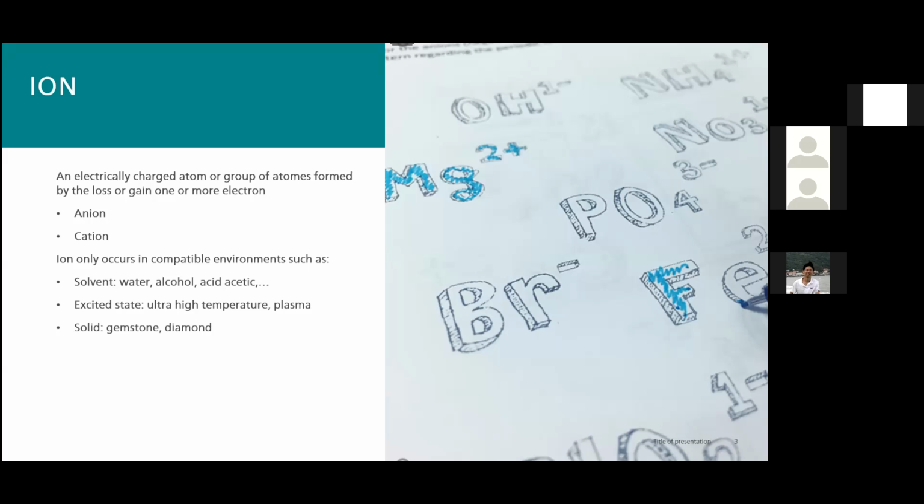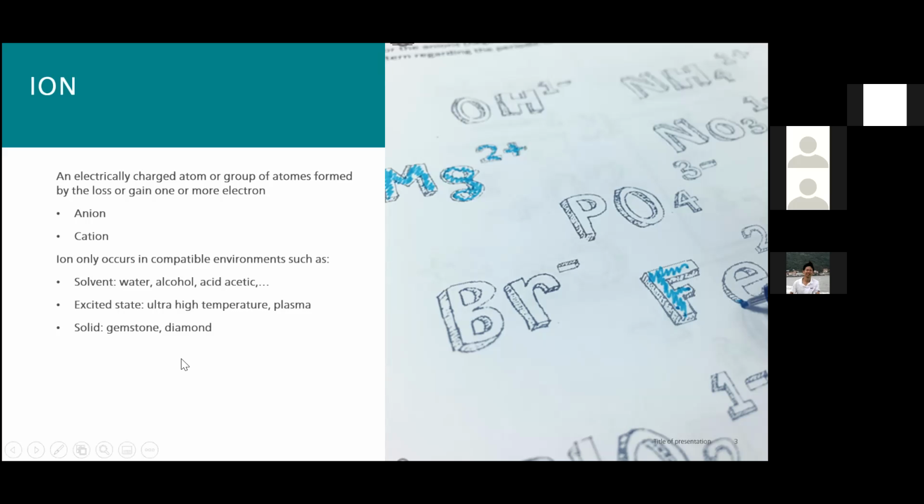Definition of the ion: an ion can be defined as an electrically charged atom or group of atoms formed by the loss or gain of one or more electrons. If a loss of electrons occurs, a cation will be formed. By contrast, if a gain of electrons occurs, an anion will be formed.